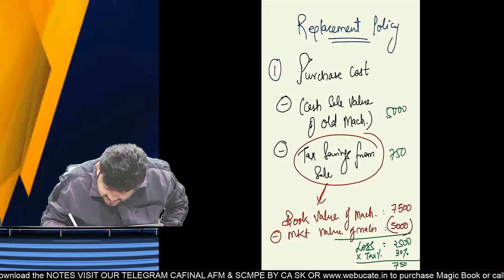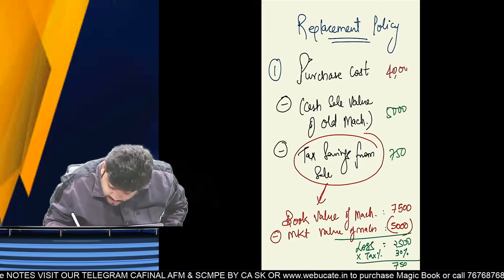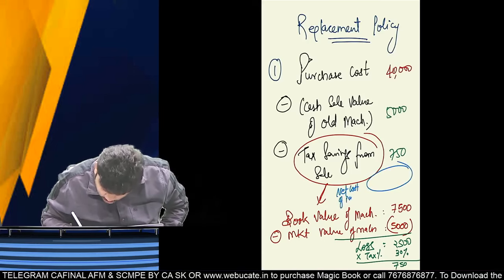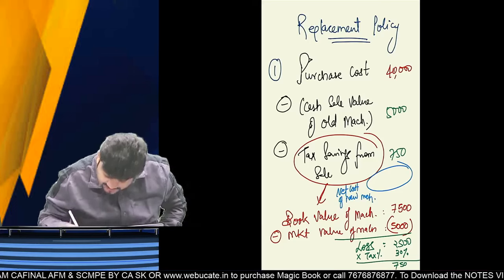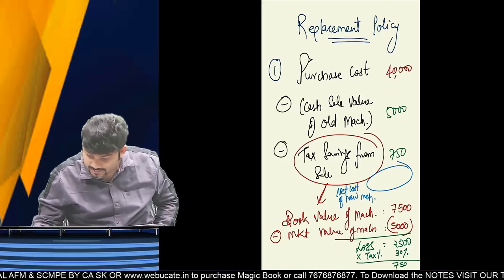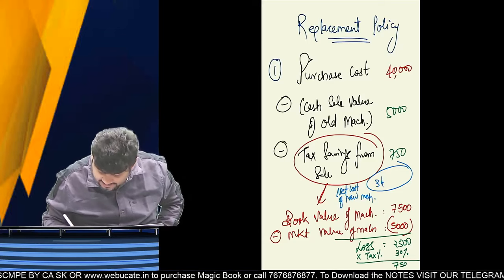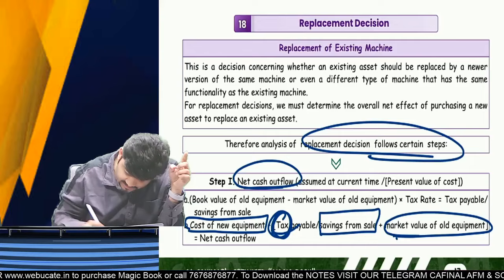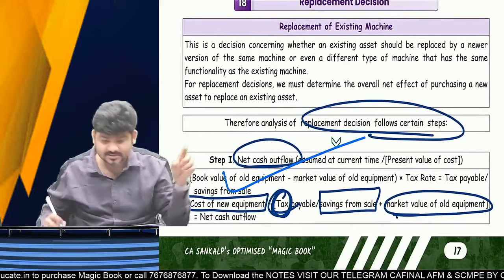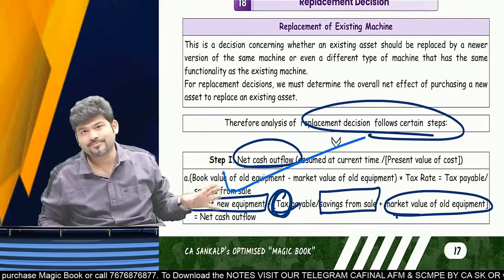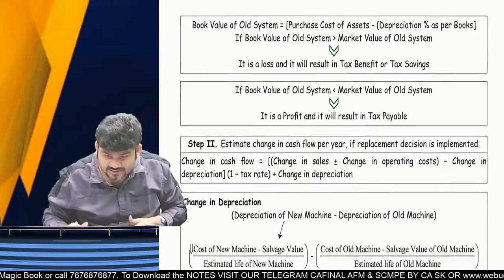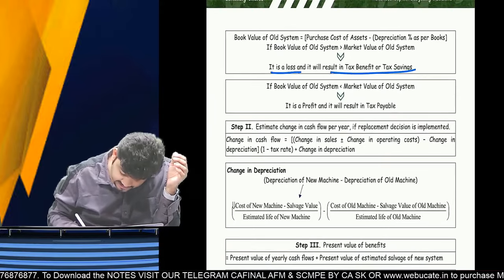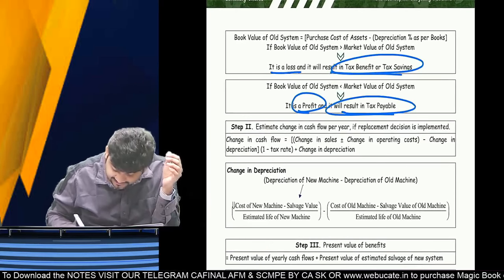Cash sale is say 5,000. Say purchase cost was 40,000. How much is the net cost of the new machine? Well, guys, it is 40,000 minus 5,750, and it is 34,250. Are you understanding, everybody? So this is the first part, net cash outflow. Let's move on to the second part of the question. See here, if it is a loss, it will result in tax benefit. If it is a profit, it will result in tax payable.